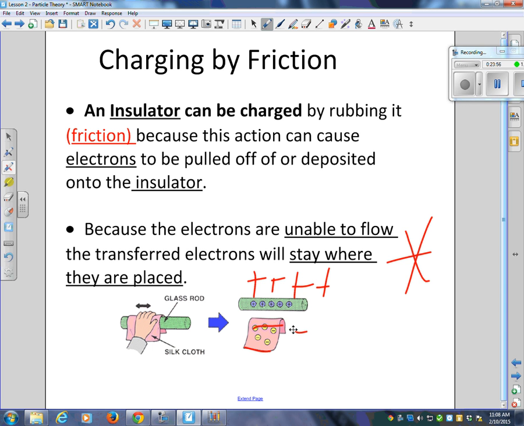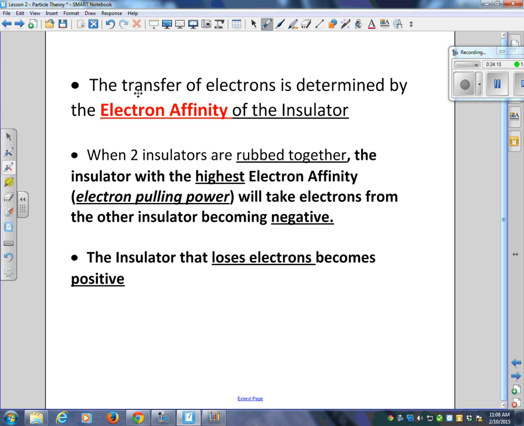I'm going to ask you which one of these is stronger, Reed. Oh, the positive. I'm going to ask you which one is stronger, based on what I've already taught you. Can I go to the next slide? The transfer of electrons is determined by what's called the electron affinity, or the strength. Another word for it is the strength. Electron affinity, or the strength.